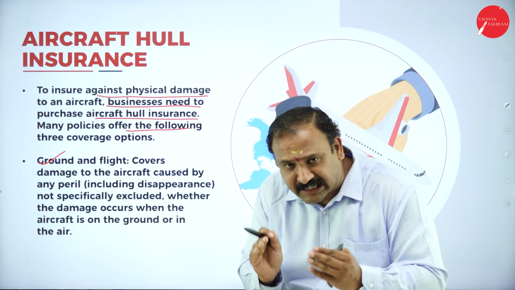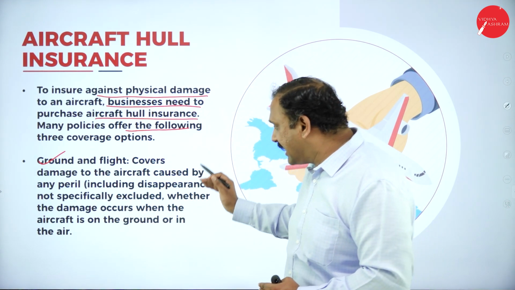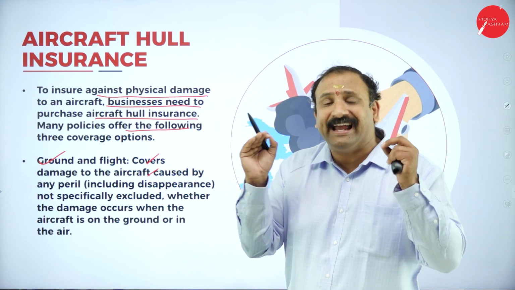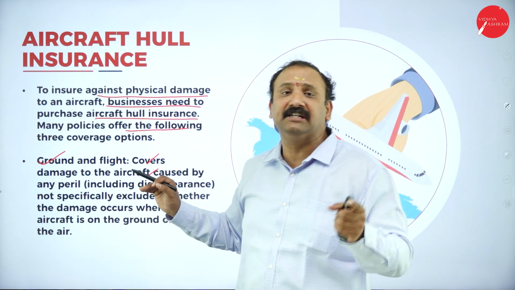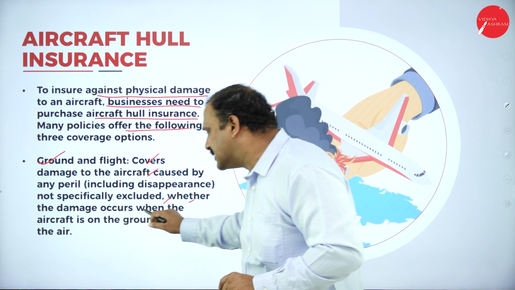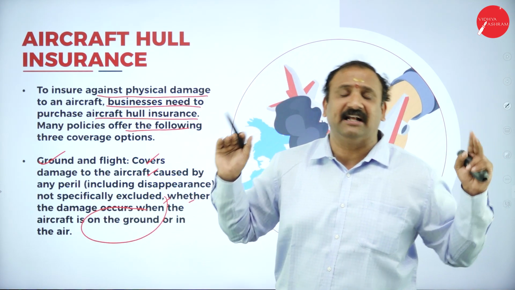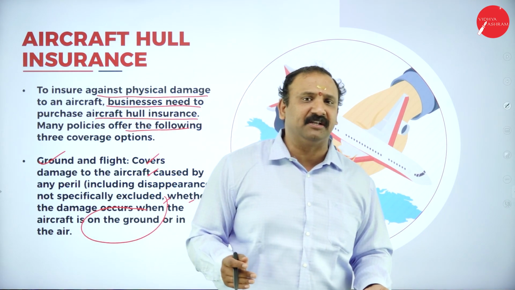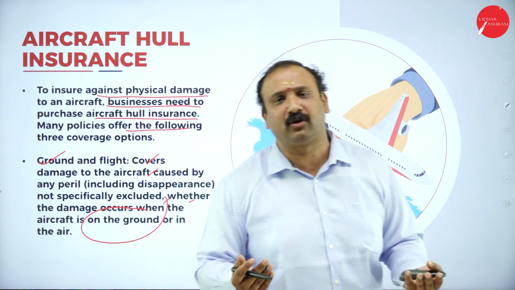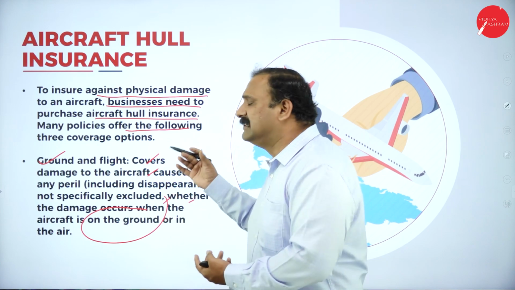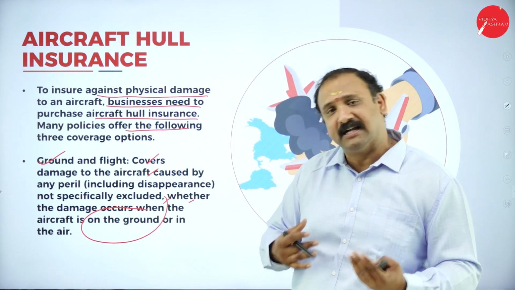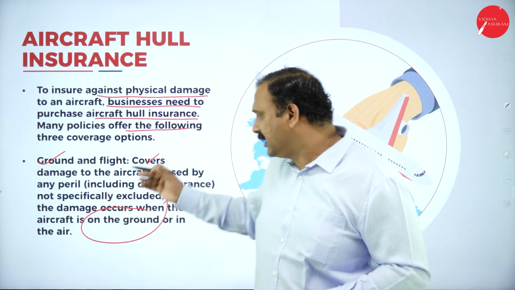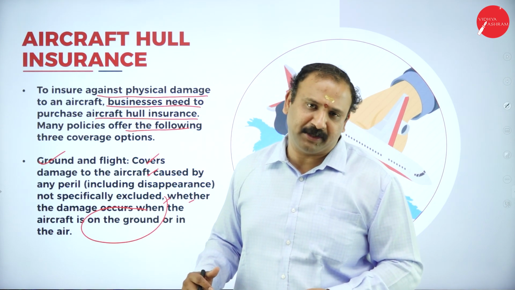So when the flight is grounded, when it is parked, and when the flight is in action, the policy covers damage to the aircraft caused by any peril, including disappearance, not specifically excluded, whether the damage occurs when the aircraft is on the ground or in the air. For example, any kind of disaster, flood, lightning, thunder, a riot, or a fire, any incident that happens here will be covered, including disappearance. Suddenly the flight disappears in the wind, completely moved away from the radar, then automatically that kind of insurance is going to come into picture.